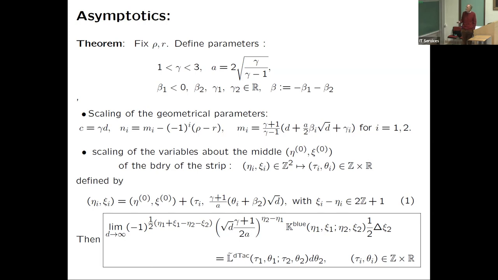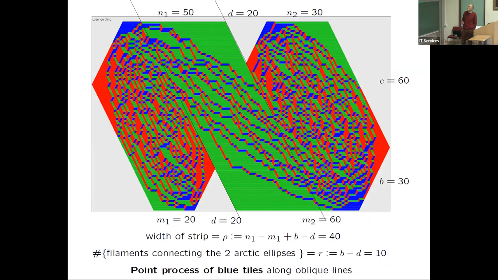Now, there's actually one such simulation. I must say, before we did that sort of thing and had done some simulation, most of us were very surprised. We didn't know why you had those filaments connecting what you see here. You have two arctic ellipses here, and they are connected with those filaments. But now we understand exactly what's going on. It's totally natural.